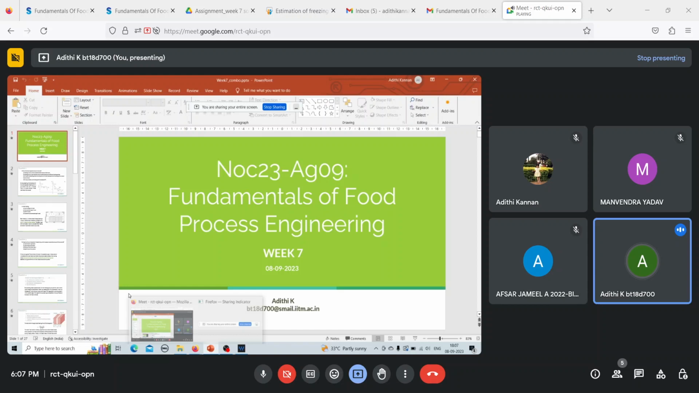So what is an example of a slow freezer here? Which of these could possibly be a slow freezer?